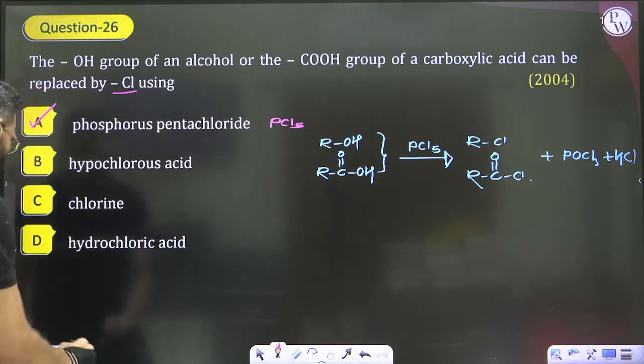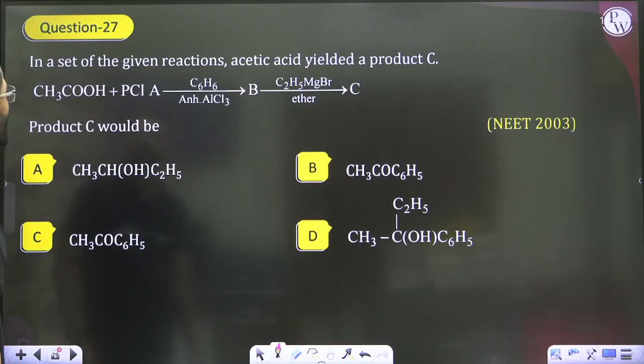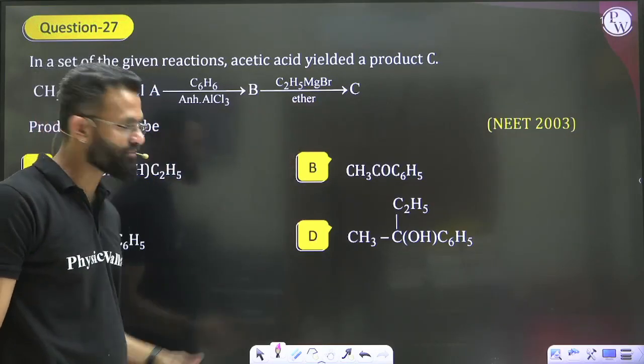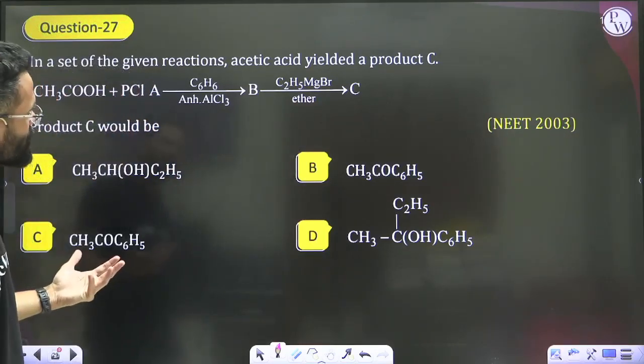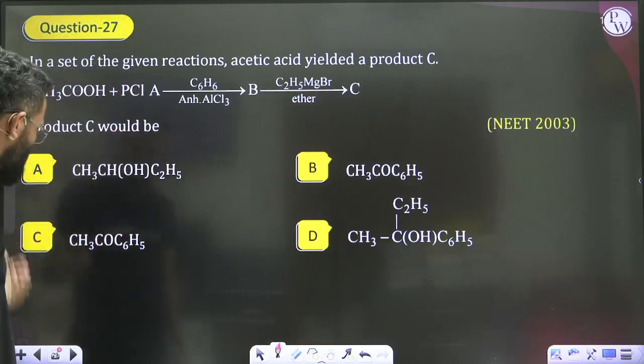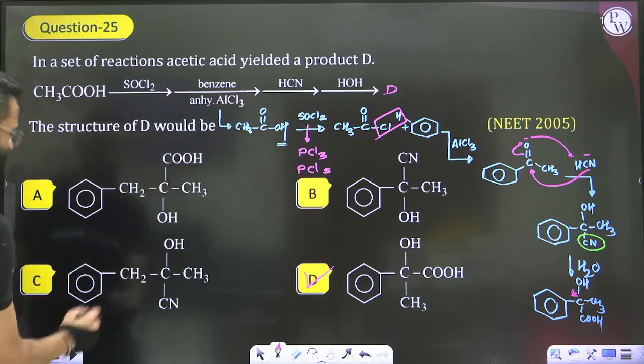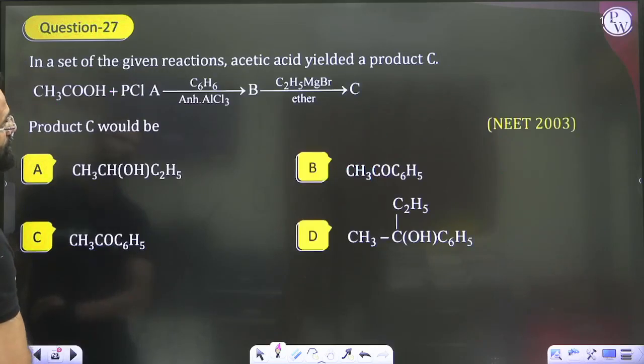Next one, number 27 for you all. In a set of given reactions, acetic acid yielded a product C. Alright, again, this question is similar. By the way, guys, the previous one was also acetic acid, but we were getting an aromatic compound. Here there could be aromatic, but different from the previous. So these two are certainly different questions. Benzene and acetylene we have. We don't have any acetylene here.